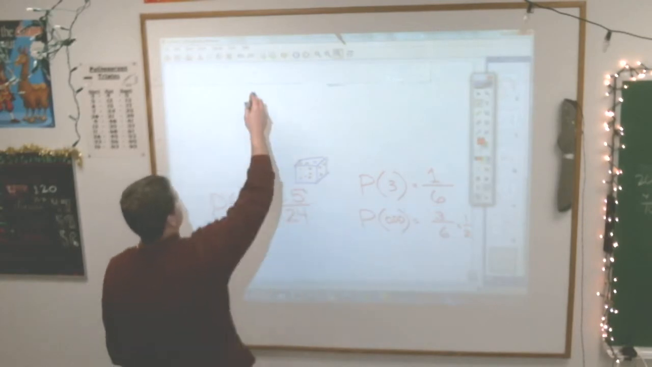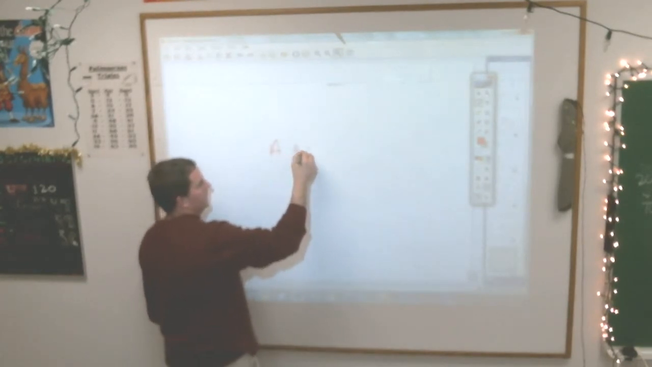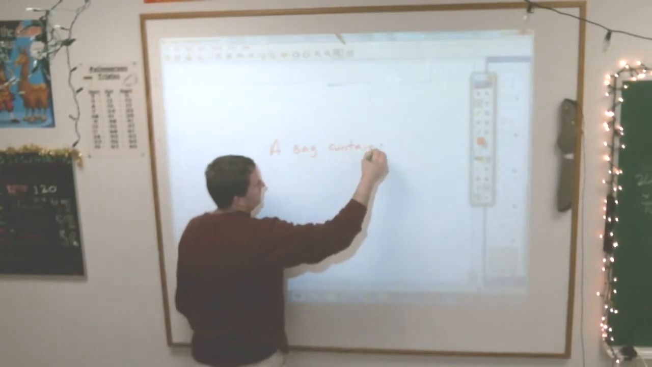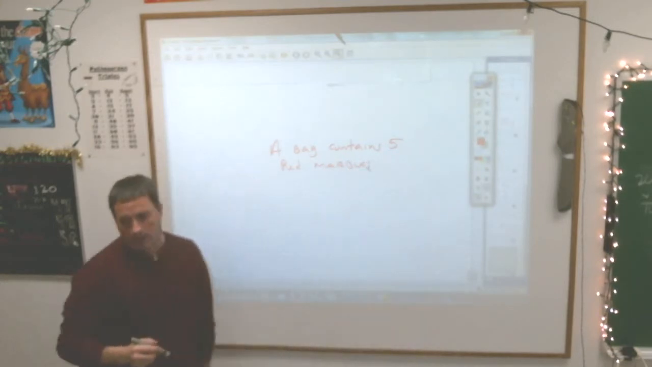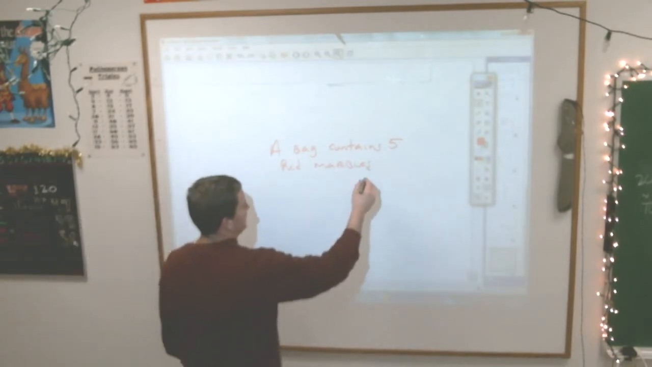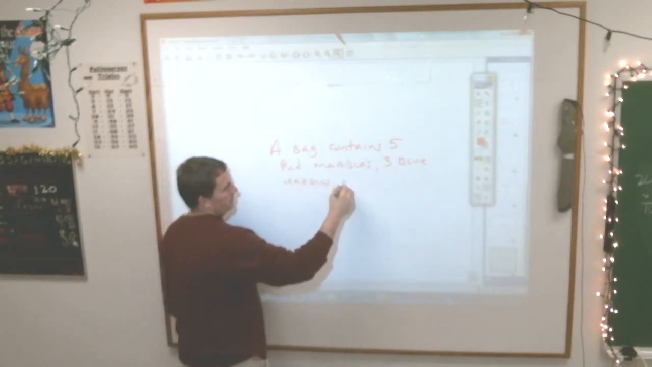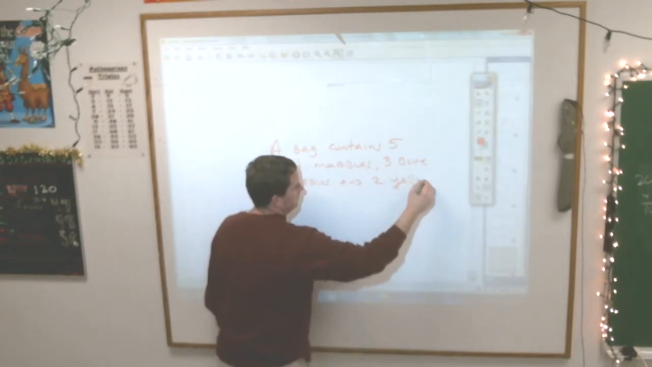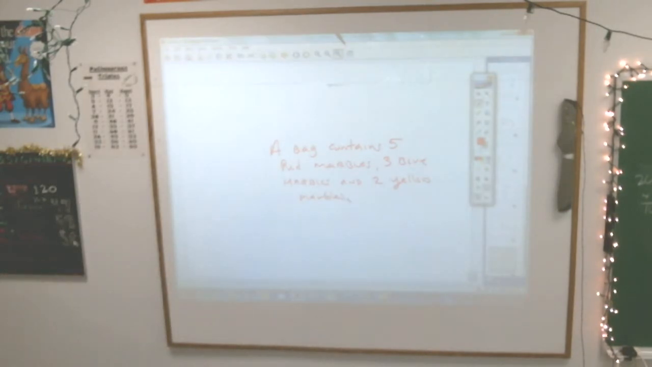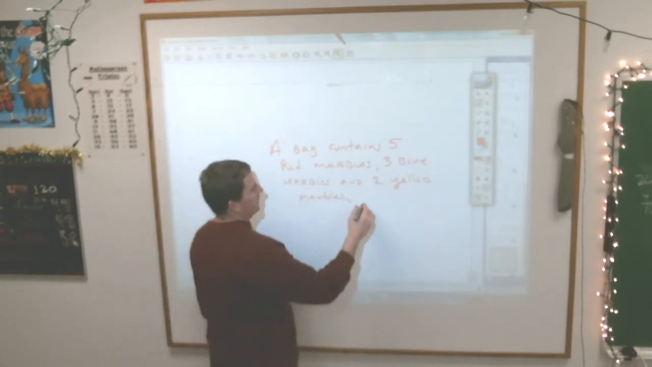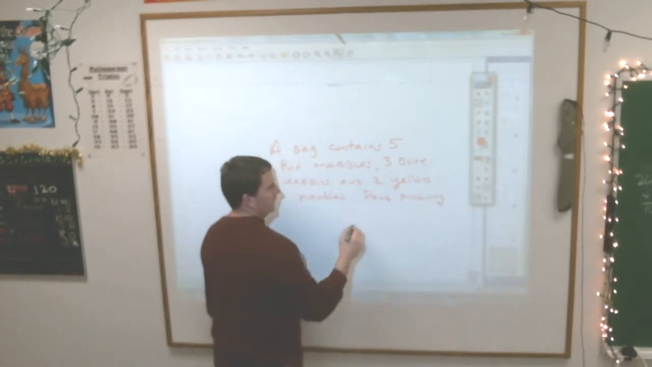All right, how about this problem right here? A bag contains 5 red marbles and 3 blue marbles and 2 yellow marbles. What's the probability, if you blindly look in the bag, what's the probability of picking a blue marble?